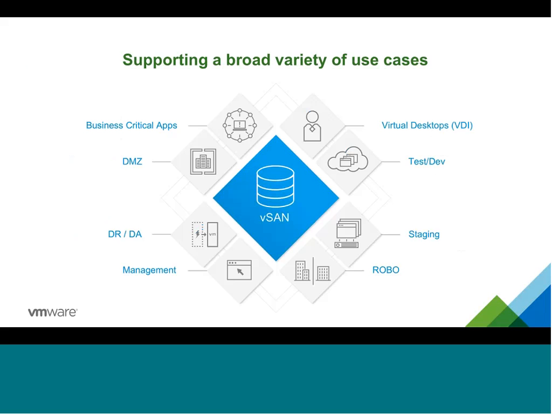Typical use cases: you can run business critical applications and virtual desktops. VDI can really take help of VSAN. You can utilize it in test/dev environments, staging, and ROBO environments. You can run management components on top of it. BCDR is one use case, and you can even run it in a DMZ, where you don't want to deploy traditional SAN storage.